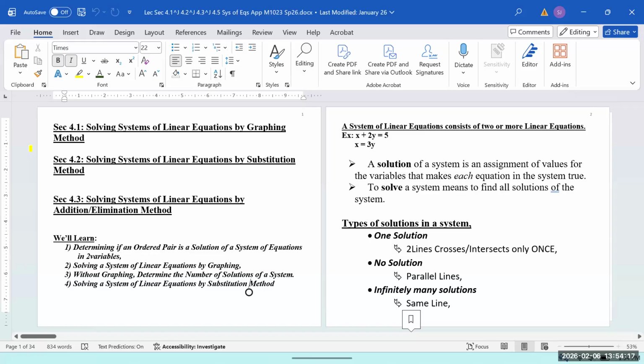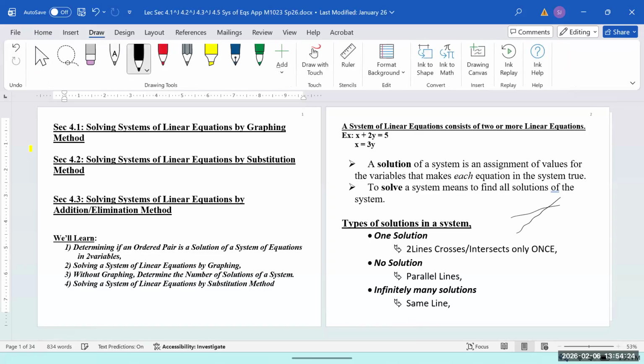When you have 2 lines, we want to see where they intersect. Do they intersect here? Do they intersect here? Or do they intersect here? Like how they intersect? If they do intersect, then that intersection is called the solution.